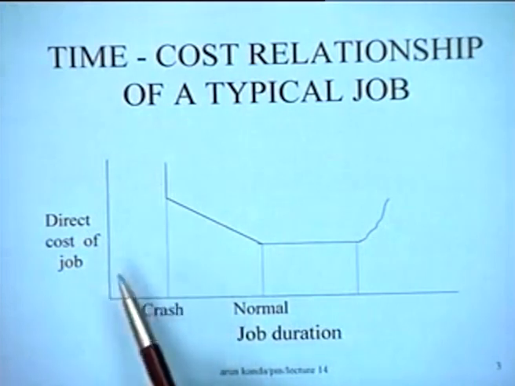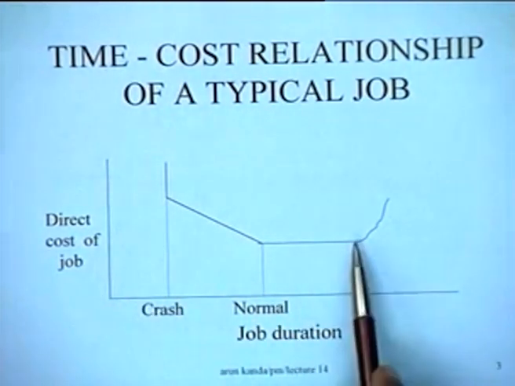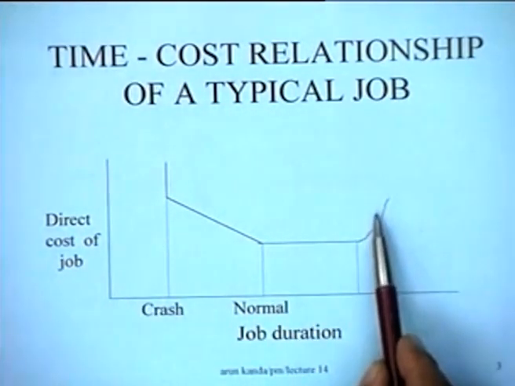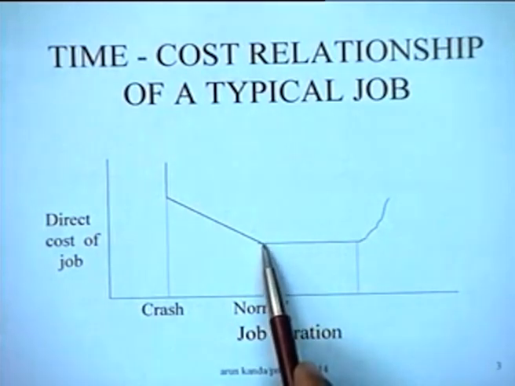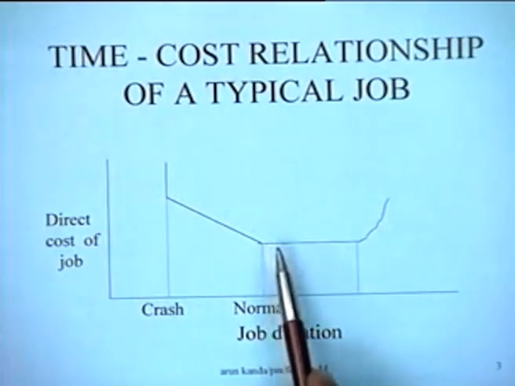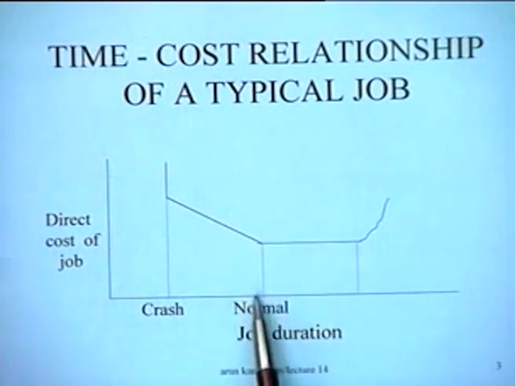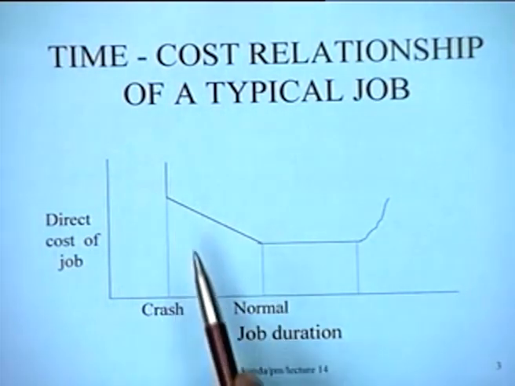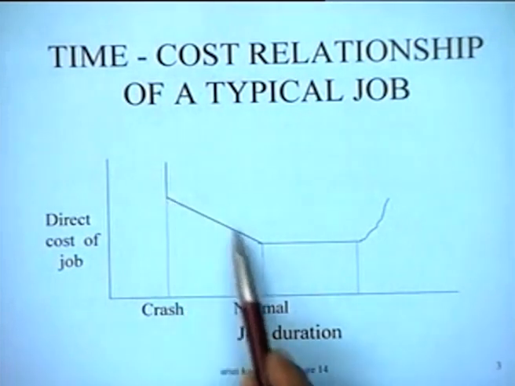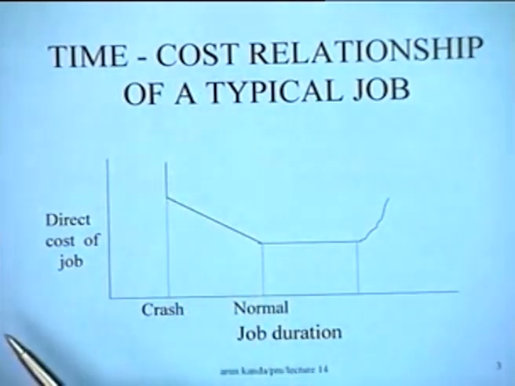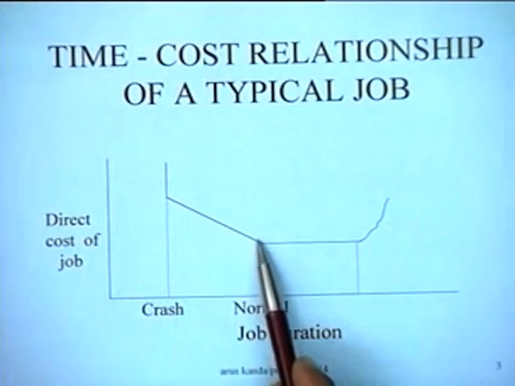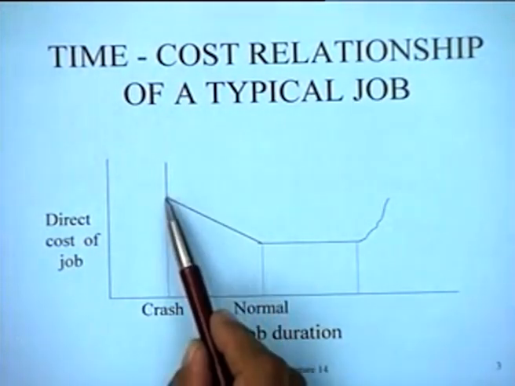So what we are therefore seeing is that it is obviously uneconomical to operate in this range up to here, because we can get a lower duration at the same cost by operating here. So for all practical purposes, the operating part of the time cost trade-off curve for a typical job is this one, which lies between the normal and the crash durations.